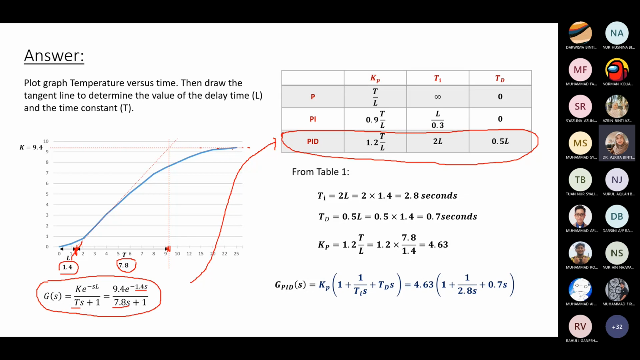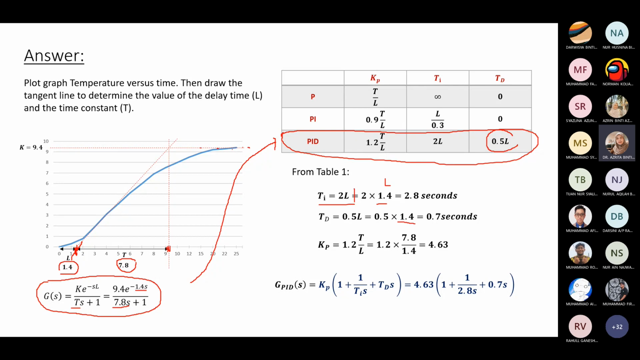So we need to find the value of TI. TI is equal to 2L, so 2 multiplied by L. Our L is equal to 1.4. Okay. And then we calculate the value of TD. TD from the table is equal to 0.5 L, so 0.5 multiplied by L.